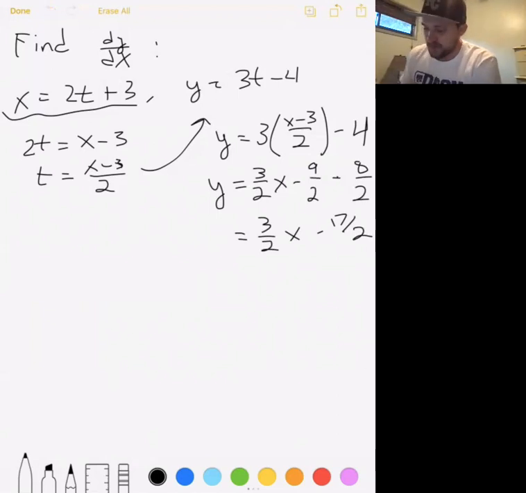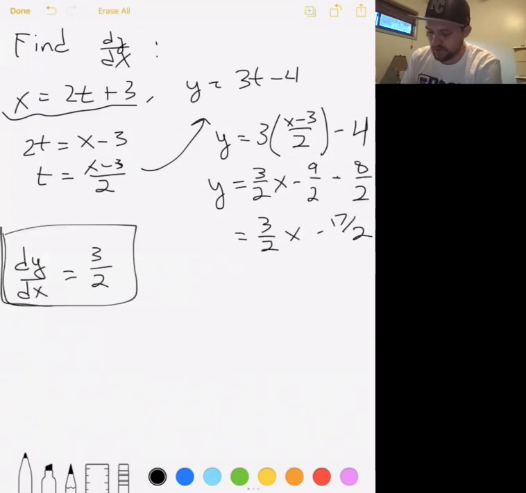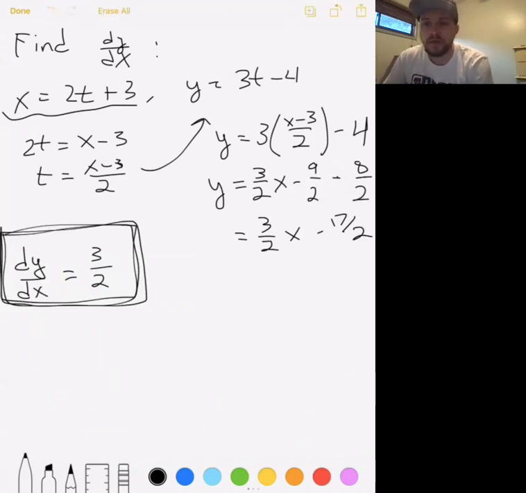And we can find the derivative right away now. Now that we have an equation for our line, we know that the derivative is just the slope, which is 3/2. So that's one way we can find the derivative of a parametric curve: simply eliminate the parameter, get it back to a function in Cartesian coordinates, and then take the standard power rule derivative, or whatever derivative rule we're used to.